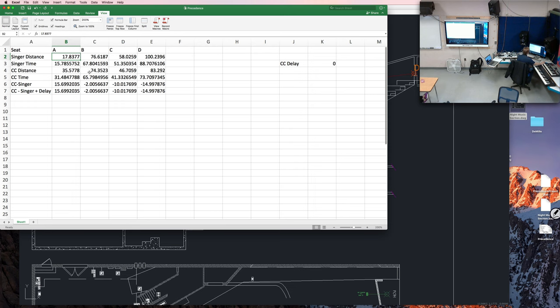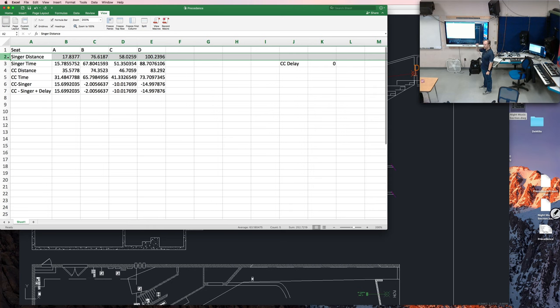Now, I preloaded some of this, but I'll build it from scratch here for you. I just want to show you what I'm doing. The first thing I did here was I measured the actual distance of the singer to each of those four seats. So how far away is the singer from the front row of orchestra? How far away is the singer from the back row orchestra? How far away is the singer from the front row balcony? So on and so forth.